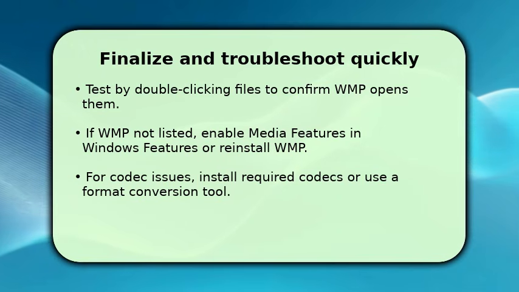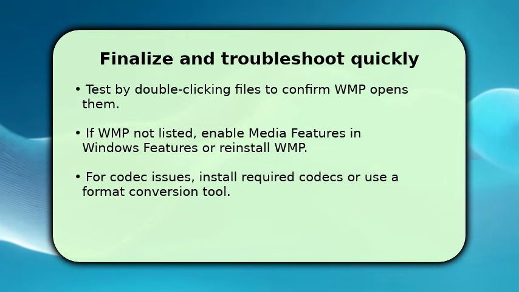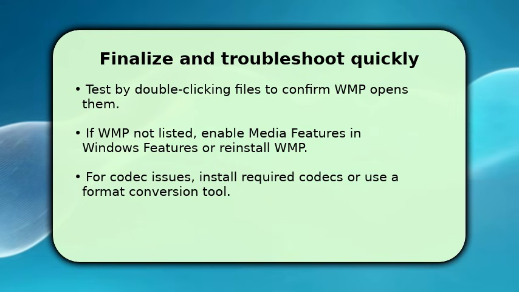Double-click several files to confirm Windows Media Player launches. If Windows Media Player is not listed when choosing apps, Turn Windows features on or off and enable media features, then restart. If playback fails even after association, codecs may be missing, install the necessary codec pack, or re-encode the file to a supported format.